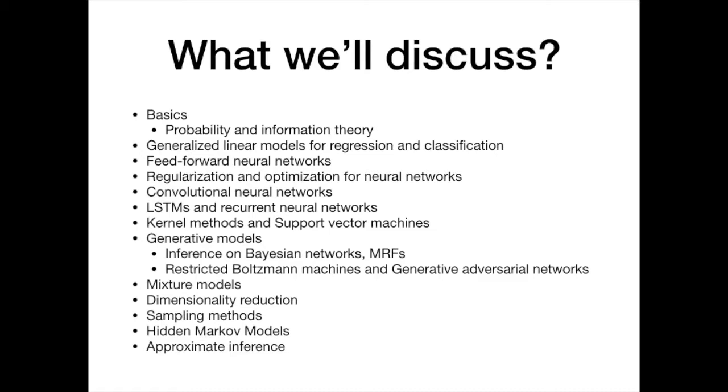And then we'll shift gears and start understanding kernel methods, including support vector machines. From there on, we will move towards generative modeling. This will include inference on Bayesian networks and Markov random fields, conditional random fields, restricted Boltzmann machines, and deep learning based generative models, including generative adversarial networks. And then we'll discuss mixture models, including Gaussian mixture modeling and its parameter estimation. Various dimensionality reduction algorithms will also be discussed, and these will include principal component analysis, independent component analysis, non-negative matrix factorization, and so on.